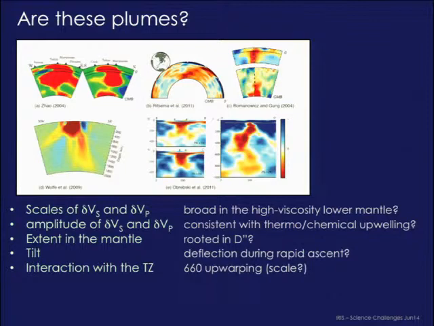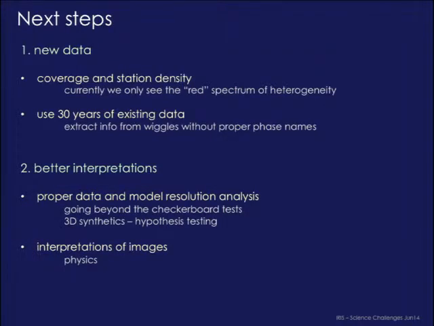So if we look at these things, do the scales and the amplitudes of these low velocity structures, are they consistent with what we think they should be for thermal plume upwelling? Are they rooted in D-double prime? Why are they tilted in some cases? Is that consistent with geodynamics of the mantle? And how do they interact with the transition zone? So these are really the themes of the research.